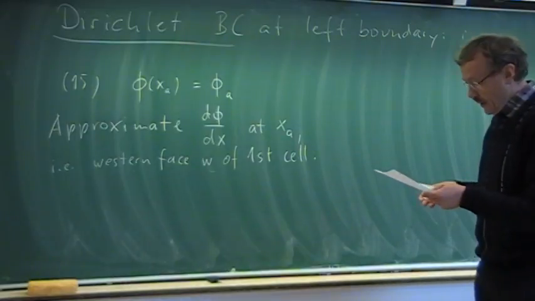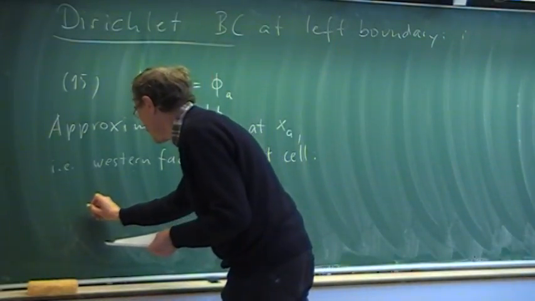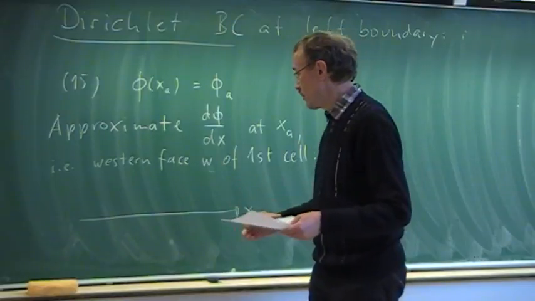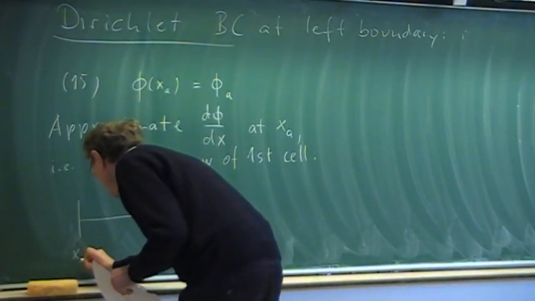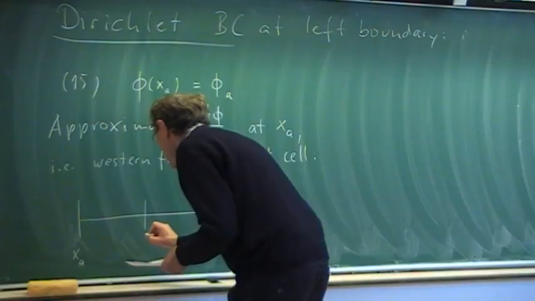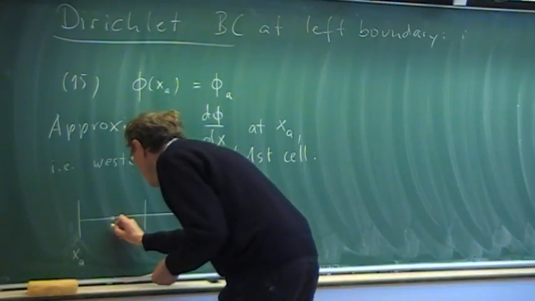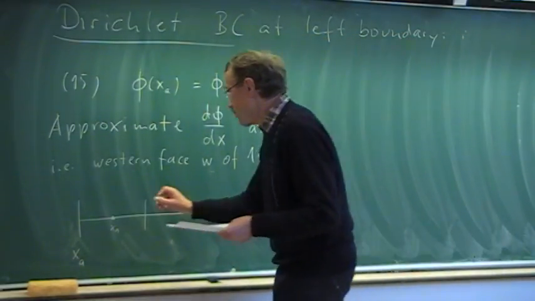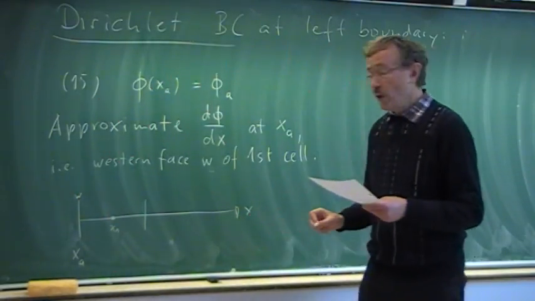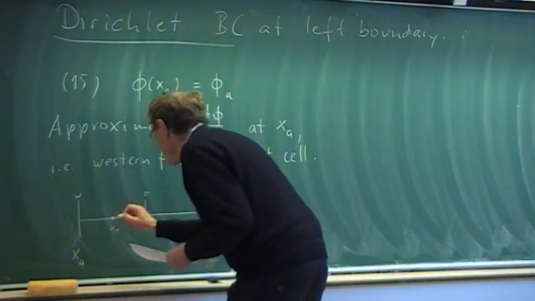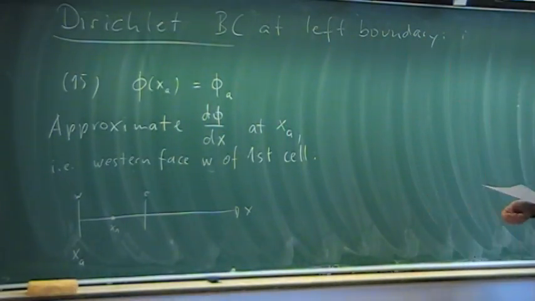So what does that look like? Imagine we look from the front, as we started. Then we would have our left boundary, that would be the left boundary of the domain here, and we would have the cell, say that would be cell 1, so that would be x1. And then the left boundary of the domain will also be the western boundary of cell 1. And this will be east. So these will be the faces of the first cell.